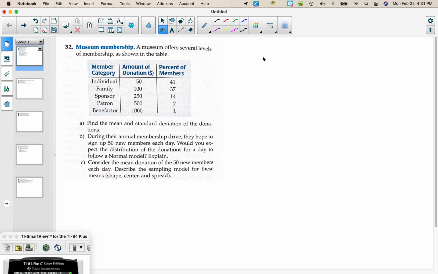I'm going to do three examples from chapter 18. So starting with number 32, which talks about museum membership. A museum offers several levels of membership as shown in the table.